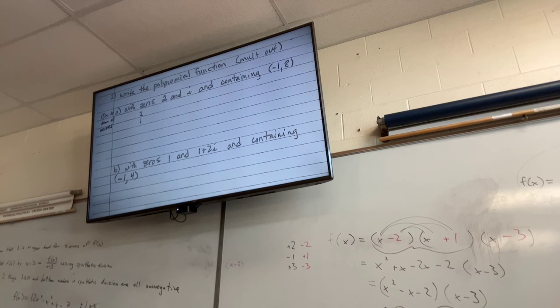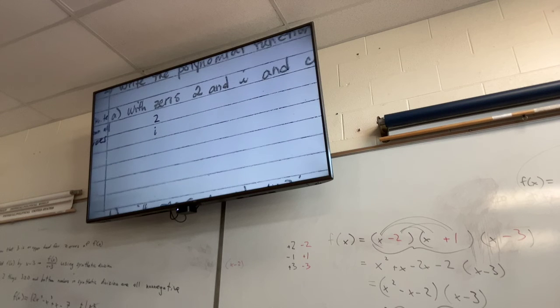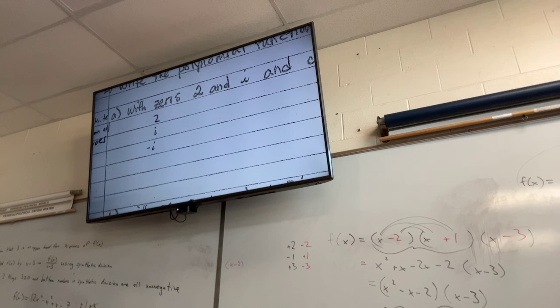So it might be, and I haven't told you guys this yet, anytime you have an irrational zero or an imaginary zero, its conjugate is also a zero. So we have an imaginary zero of positive i. What's the conjugate of positive i? Negative i is the conjugate of it. So negative i will also be a zero. So these are the three zeros.